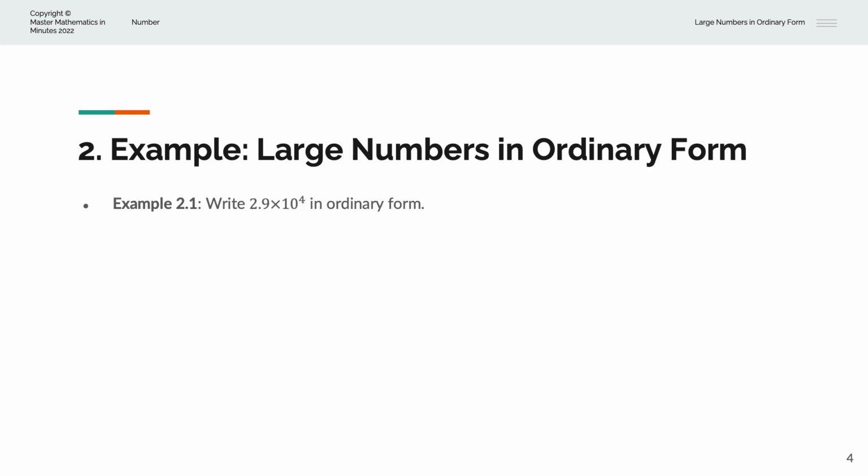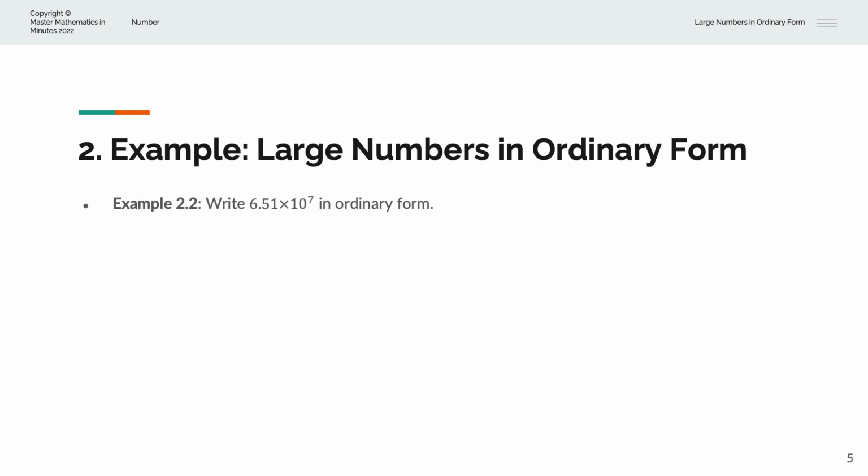In the first example, we're asked to write 2.9 times 10 to the power of 4 in ordinary form. So 2.9 times 10 to the power of 4 is equal to 29,000. If the decimal is between the digits 2 and 9, multiplying by 10 to the power of 4 is where we move the decimal to the right by 4 digits. So 1, 2, 3, 4, giving us 29,000.